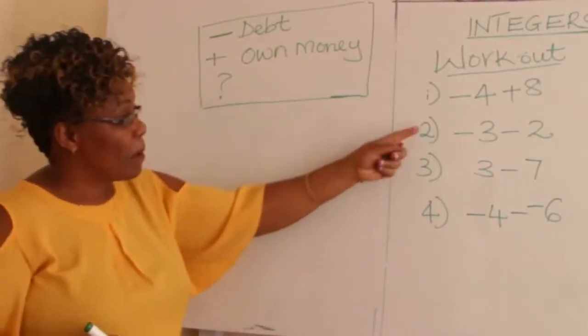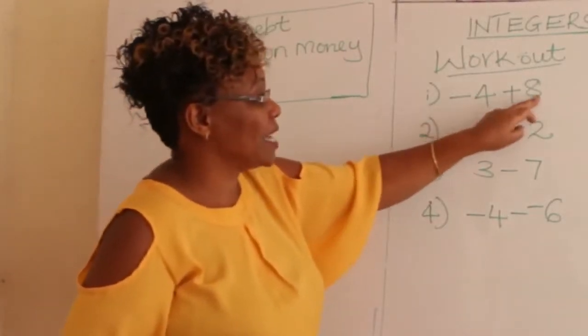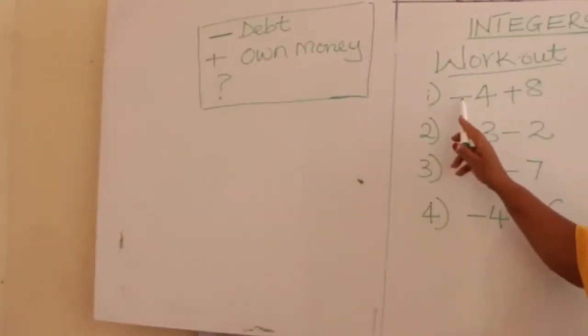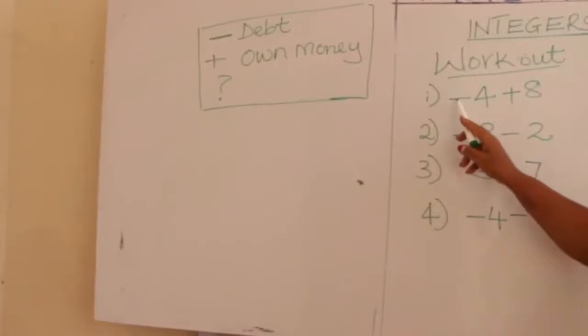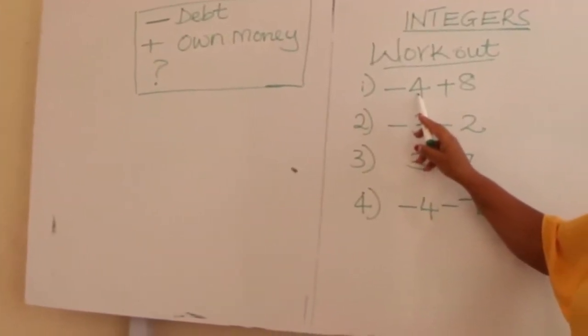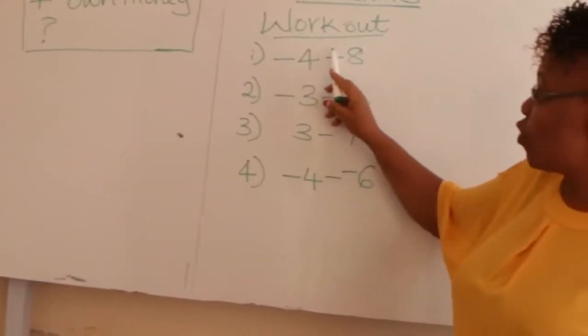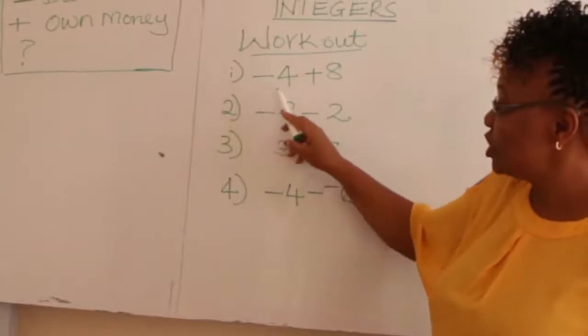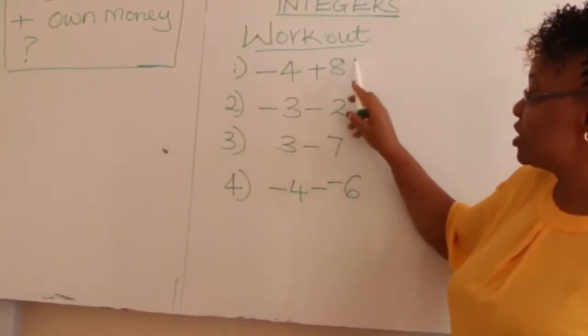Look at this, -4 plus 8. We have said let minus represent a debt. So this one will be like, I have a debt of 4 shillings, and I have my own 8 shillings.